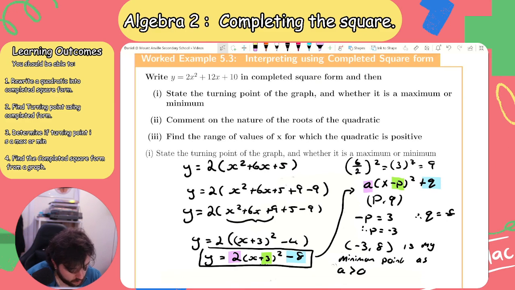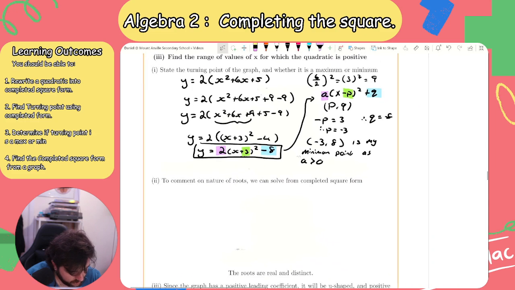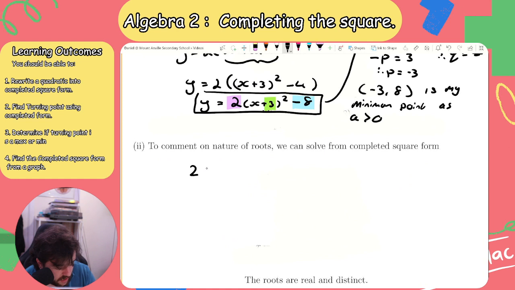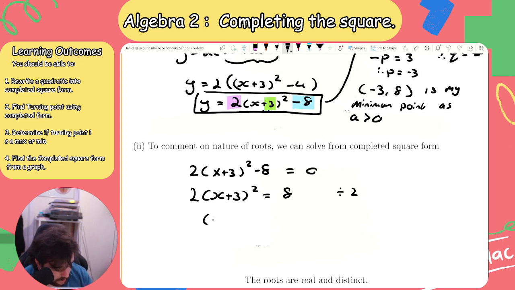Right. So, comment on the nature of the roots of the quadratic. To comment on the nature of roots, we could just solve the completed form. So, let's just solve it. 2 times (x plus 3) all squared minus 8 equals 0. I'm going to have 2 times (x plus 3) all squared is equal to 8. Divide both sides by 2. I'm left with (x plus 3) squared equals 4. Square root both sides. Remember, since I'm finding the square root, I have to let this be plus or minus. So it's going to be x plus 3 equals plus or minus root 4, which is just 2.